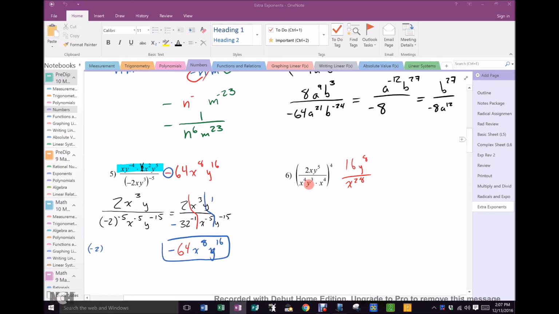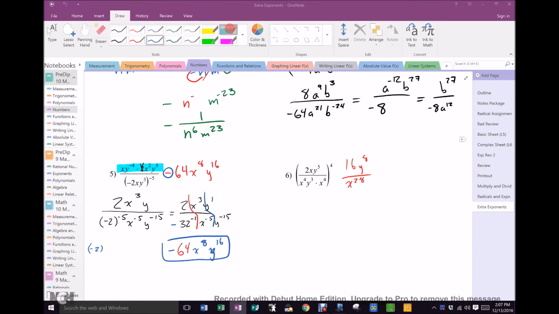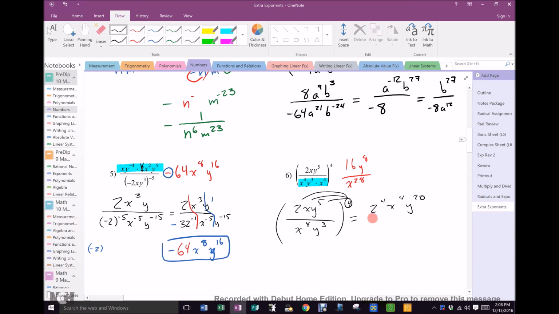Okay, so to do this one, I'm going to tidy up the denominator first. So I've got 2xy to the 5th over x to the 8th y to the 3rd. All of that is to the 4th power. 4 has to go to everything. 2 to the 4th, x to the 4th, y to the 20th, over x to the 32 and y to the 12th.